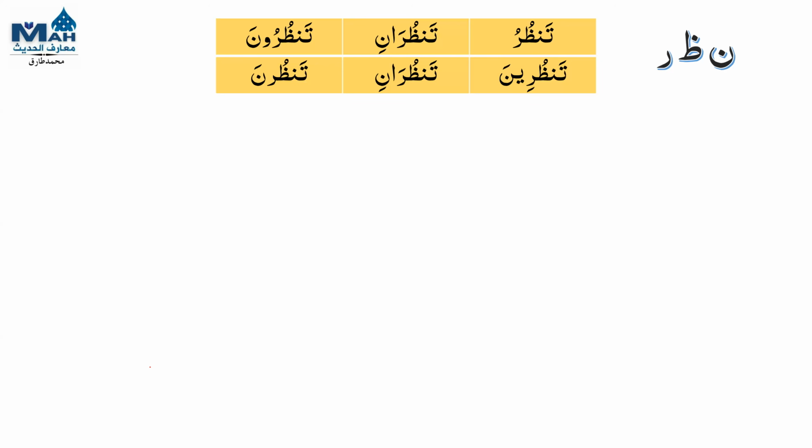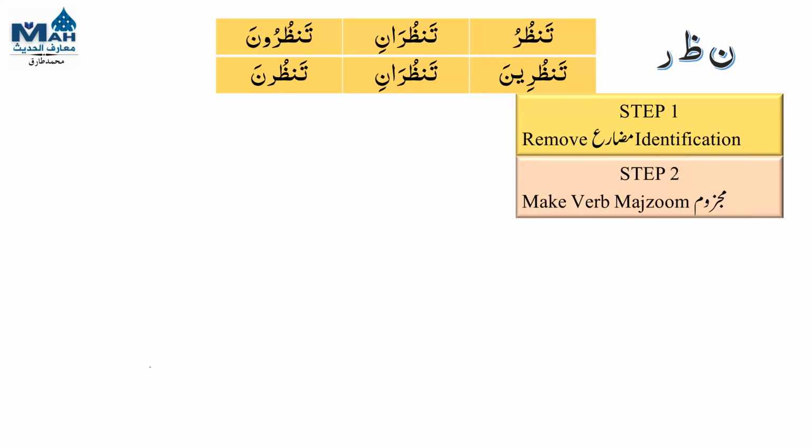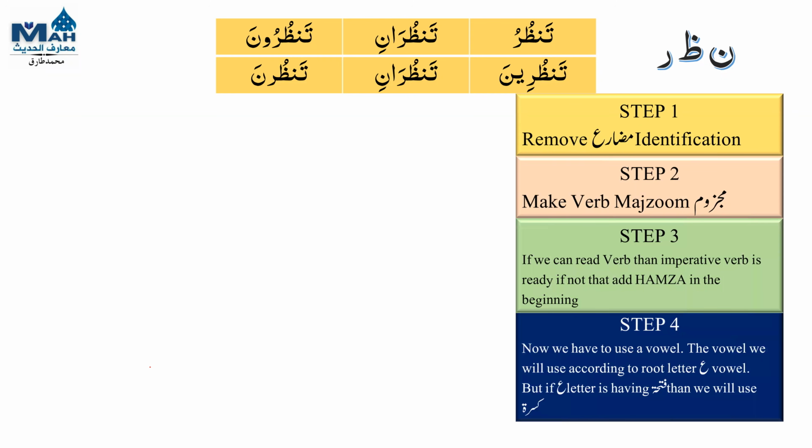MashaAllah. Now, step 1, remove identification. Step 2, make the verb majzoom. Step 3 and 4. Now, apply and tell me the final result. I'll write. Okay. So the first step, remove Mudari identification. So in each of them, we should remove ta, the step 1. Okay, we removed all. Okay. Now, next step.